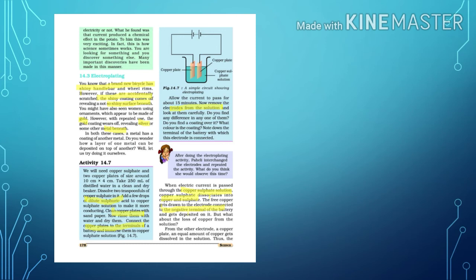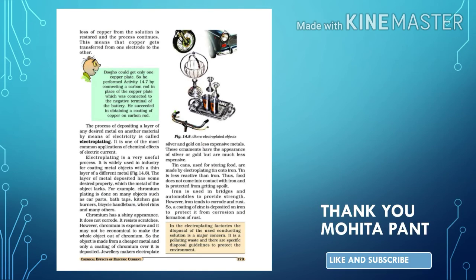But what about the loss of copper from the solution? The copper which is lost from the solution deposits on the negative electrode. So at the other electrode, the copper plate, an equal amount of copper gets dissolved in the solution. So the loss of copper from the solution is restored, and this process continues. This means that the copper gets transferred from one electrode to the other.